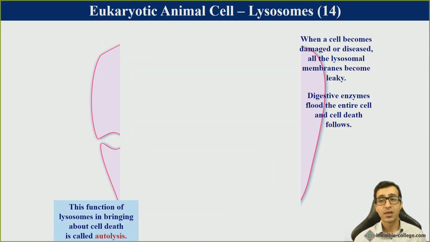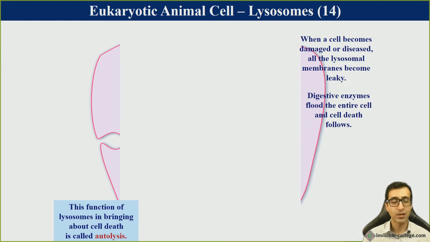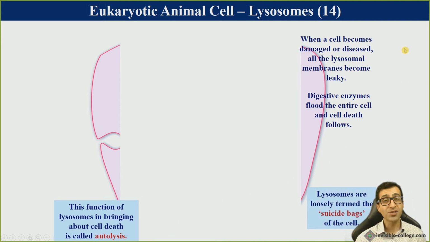So this function in bringing about programmed cell death, or apoptosis, is called autolysis. Autolysis meaning self-splitting or self-breaking. So lysosomes are sometimes loosely termed the suicide bags of the cell for this reason.